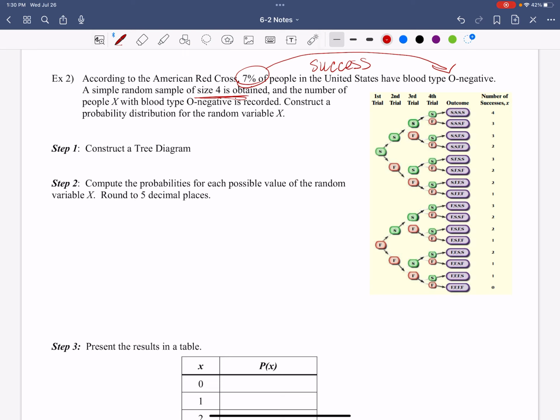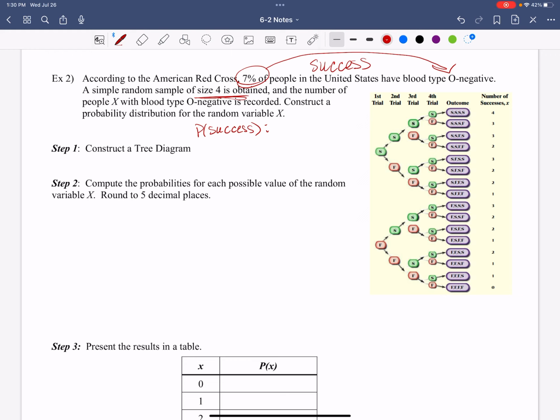So with a binomial, we have the probability of success. Oh my gosh, you guys, I can't even read that. I don't know how you guys handle my handwriting. I appreciate you. Can I just say that? Hang with me. I really, really do.